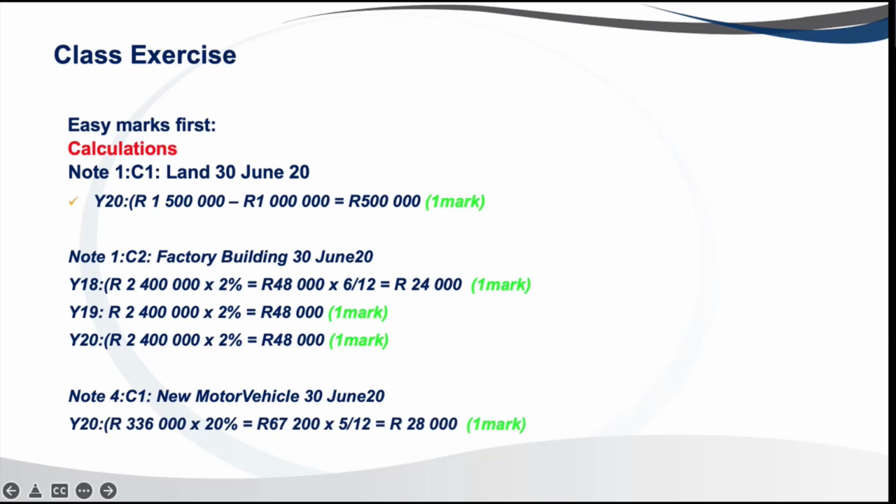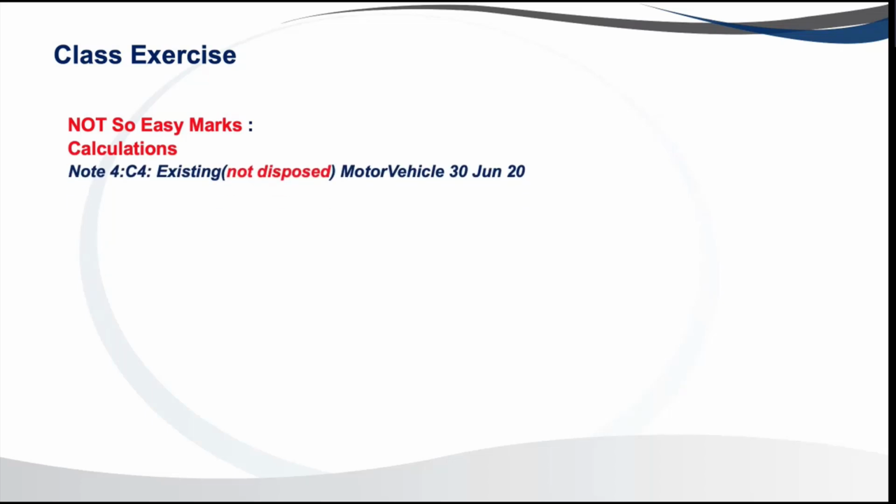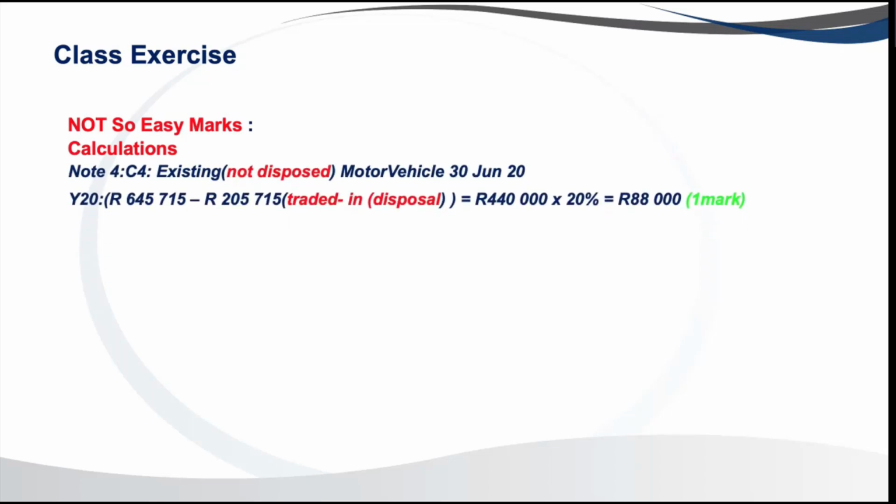Then I said we've moved with a new vehicle. It's another easy mark. Can you see they are under easy marks first? You start with the one you've acquired. You deal with the disposal later on. Once you've dealt with all the easy marks, you go to the not so easy marks. Not so easy, but you can survive there. The existing motor vehicle, that is that 88,000. You can easily miss this, but if you miss it, it's not the end of the world.